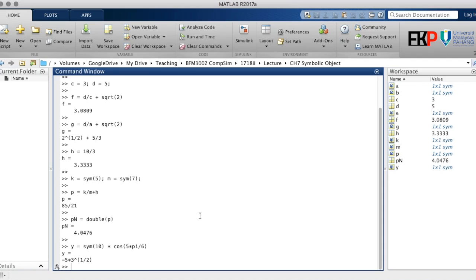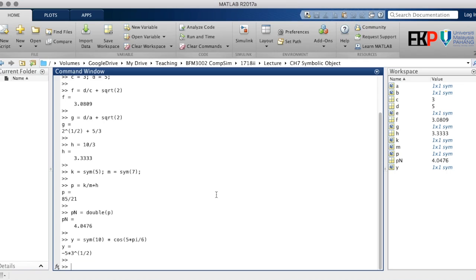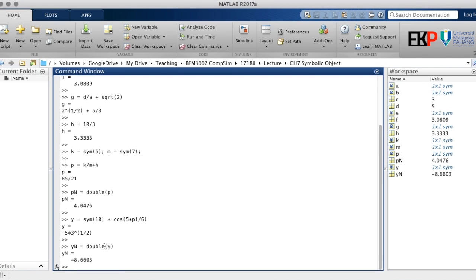So when we press enter, definitely we will obtain an exact value because we have a symbolic object involved in the expression. So again, if we would like to know the approximated value, we can always use the double command. That is double of y, what we have up here. When we press enter, we get the numerical value or approximated value of this, minus 5 times 3 to the power of half. So we get minus 8.6603.